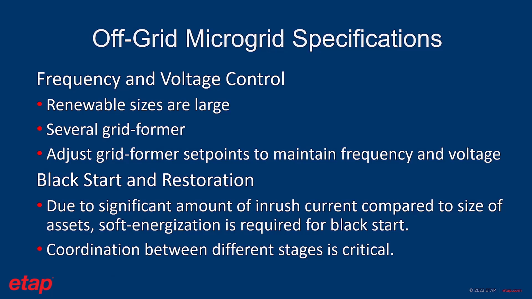Additionally, in the off-grid microgrid, a special restoration and black start is required. Due to the small size of the grid formers in comparison with the size of the transformer and cables, they may not be able to tolerate the inrush current caused by the black start. In that regard, soft energization scheme is being used to ramp up the voltage from zero to the nominal value to avoid any inrush current during the black start. And after that, the remaining assets can be energized step by step. In that regard, a microgrid controller is required to coordinate the assets in the restoration and the black start mode.